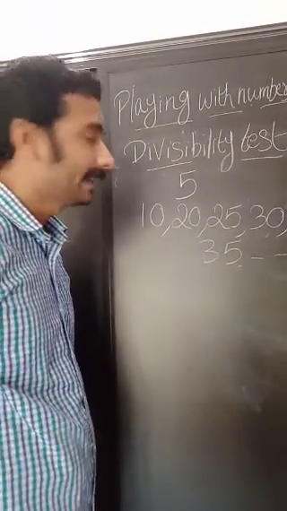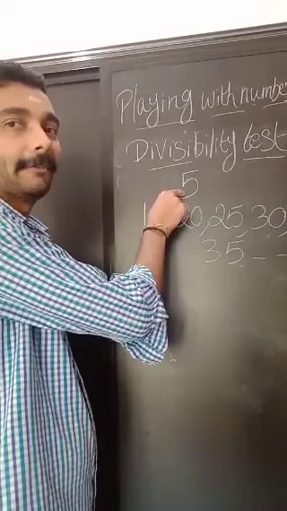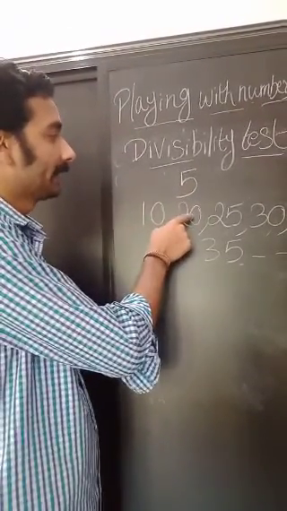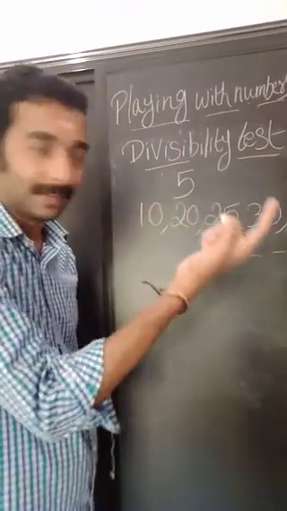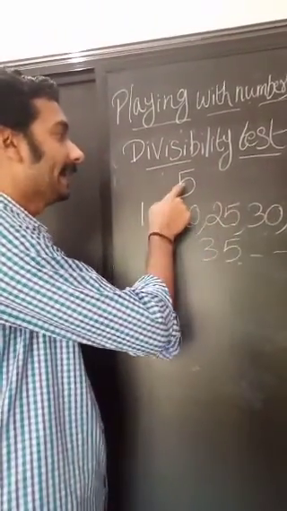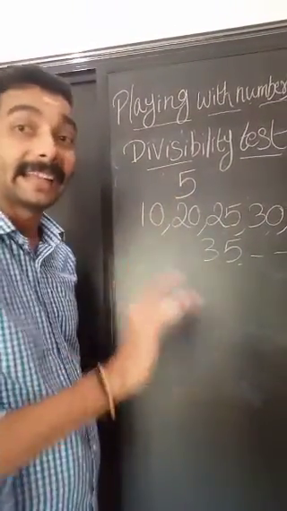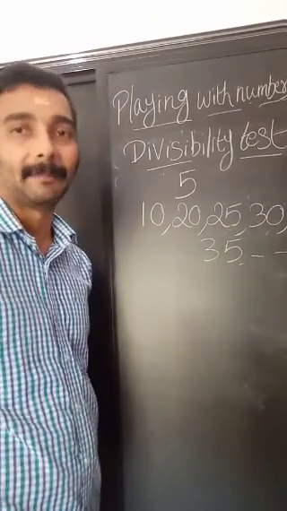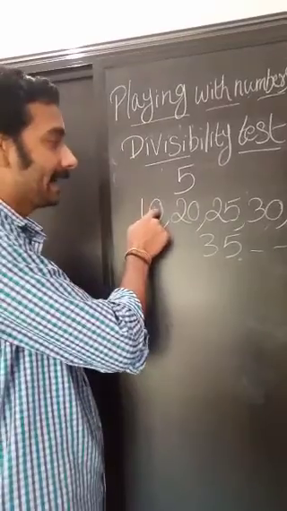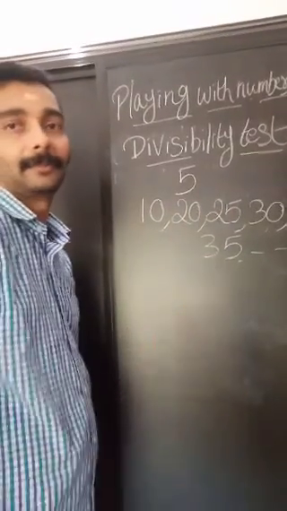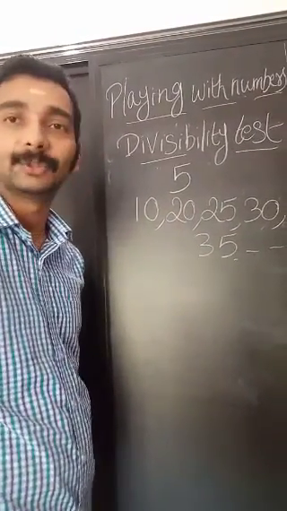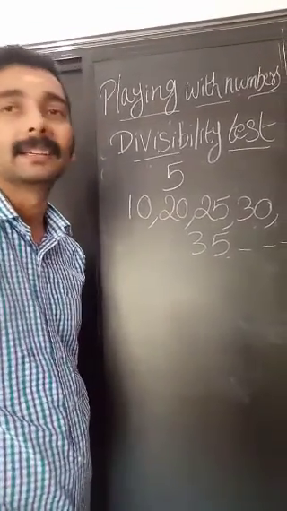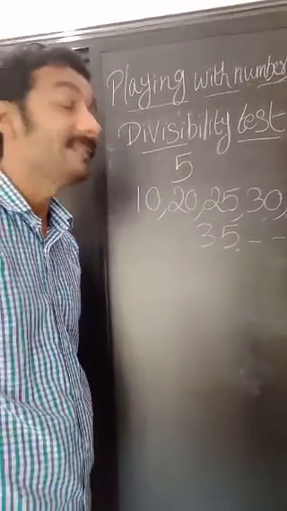That means it is divisible by 5. 10 divided by 5 is 2. 20 divided by 5 is 4. 30 divided by 5 is 6, like that. Okay, it is the test. If the unit digit of any number ends with either 0 or 5, it is divisible by 5. It is the divisibility test.